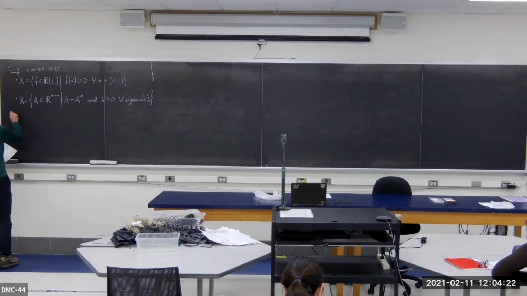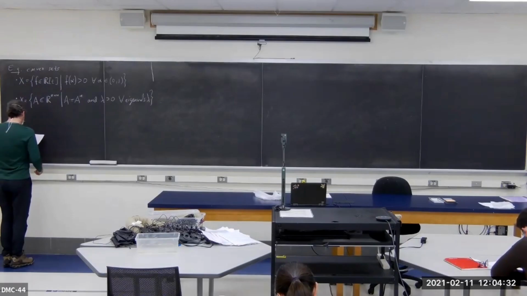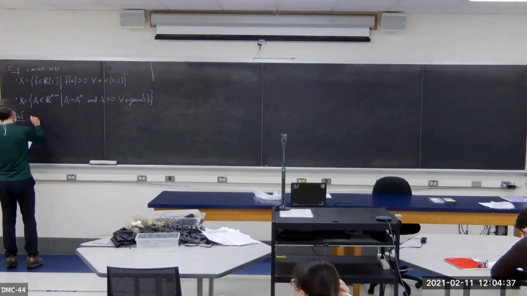So that's just some more examples, to show you that not all convex sets are polytopes or something like that. They come up naturally in various parts of math. Now some definitions that are going to be sort of reviewed.